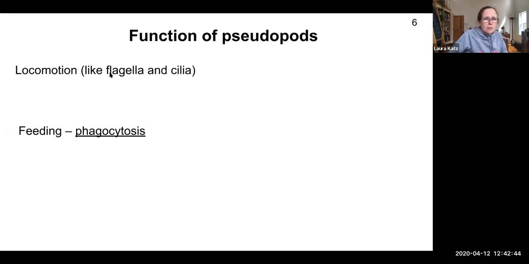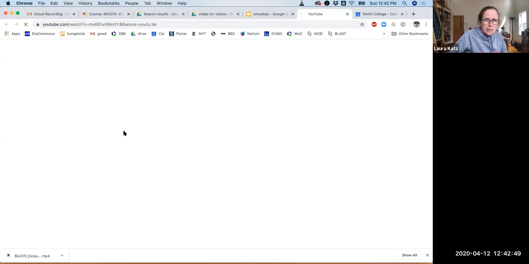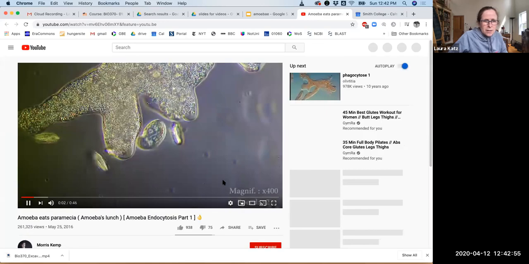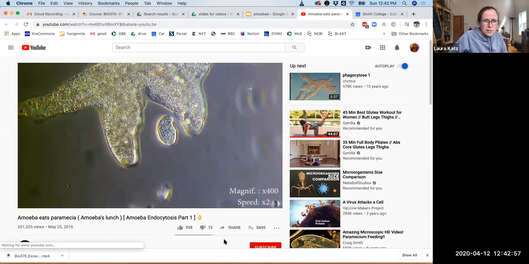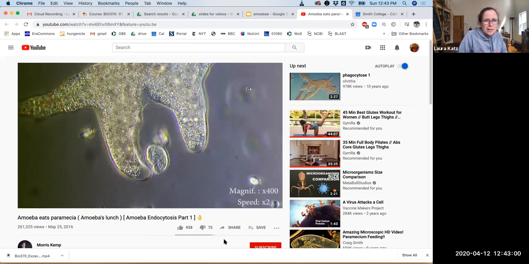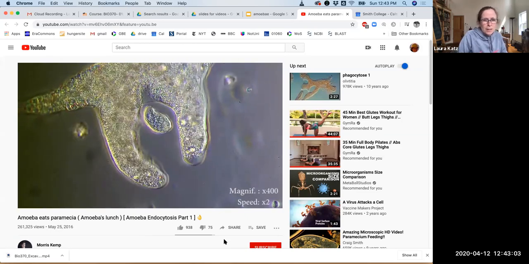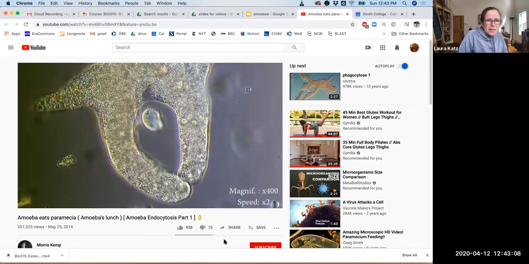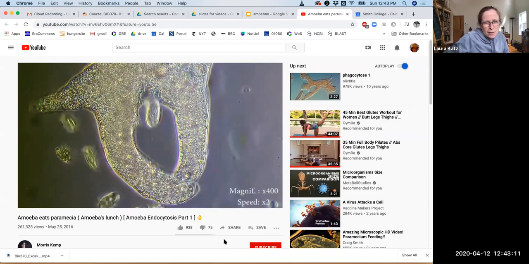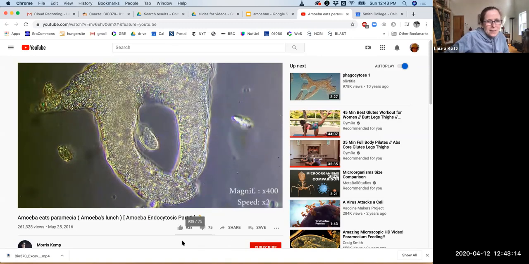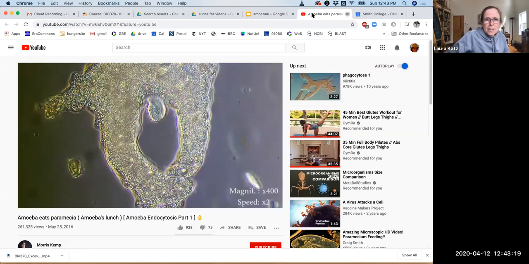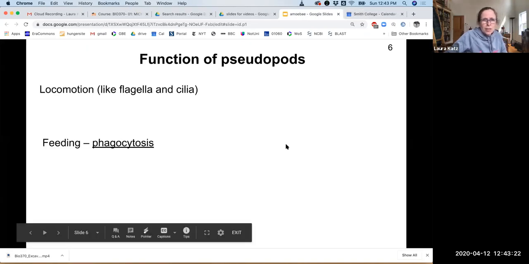What do the pseudopods do? Well, they're for movement, like flagella and cilia are. And here is a movie of an amoeba using its pseudopods for phagocytosis. So there is a little ciliate. And these little ciliates are not winning, although you can also find images of other ciliates eating amoeba. But here, the pseudopods have now made a little corral, and I'm afraid that amoeba is not long for this world. So pseudopods are used for motion, and they can be used for feeding.